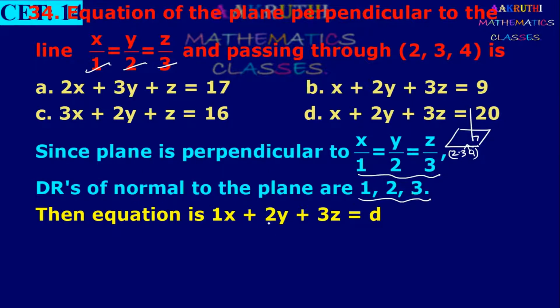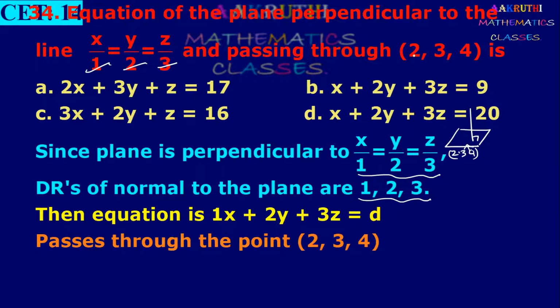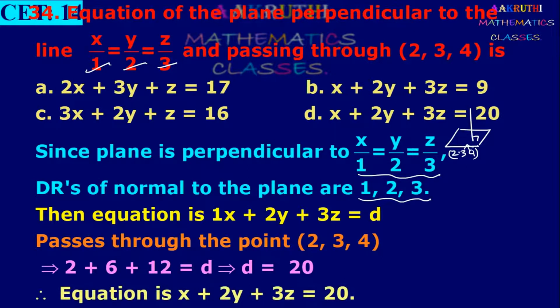So therefore its equation is 1x plus 2y plus 3z equal to d. And we can find the d value using this point. It is x equal to 2, y equal to 3 and z equal to 4. When we substitute this, we get 1 into 2, plus 2 into 3 is 6, plus 3 into 4 is 12. So we get d value is 20. Therefore the required plane is x plus 2y plus 3z equal to 20, which is option D.